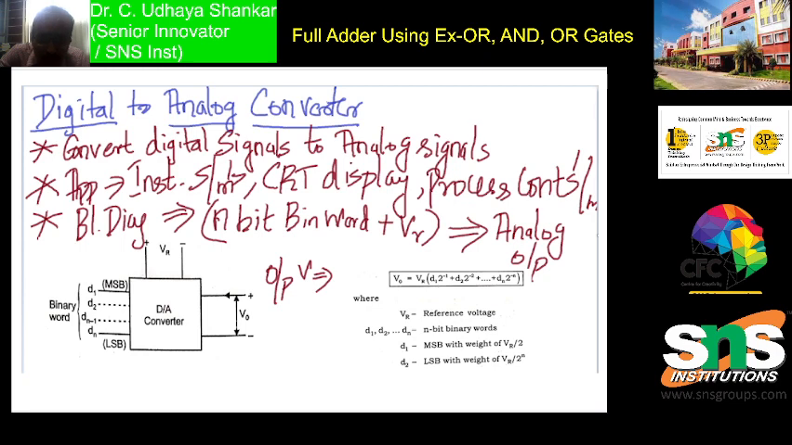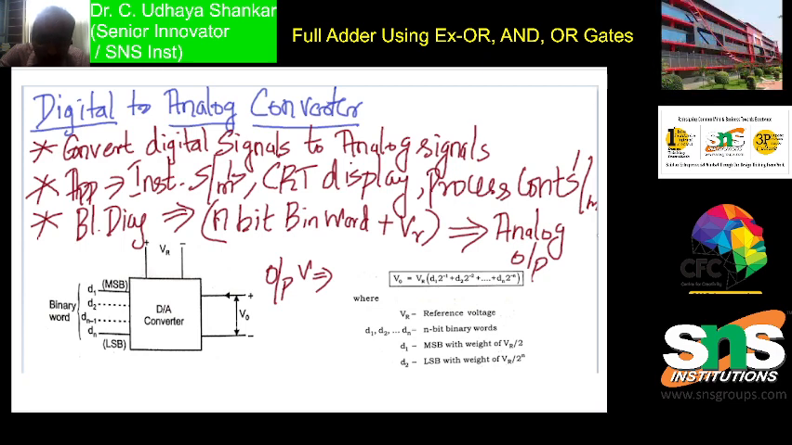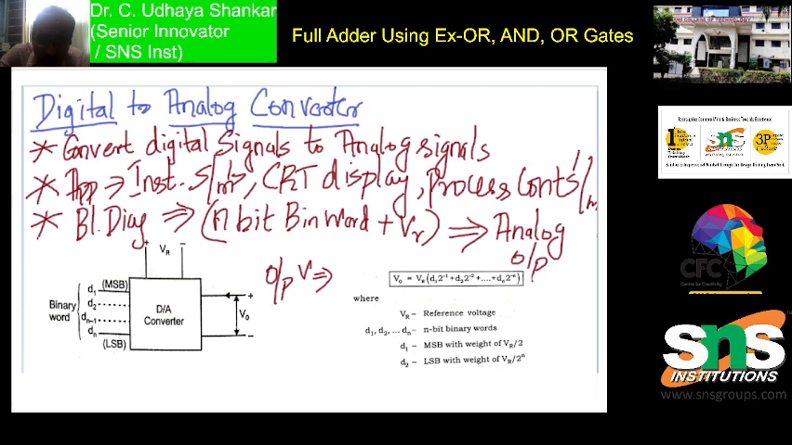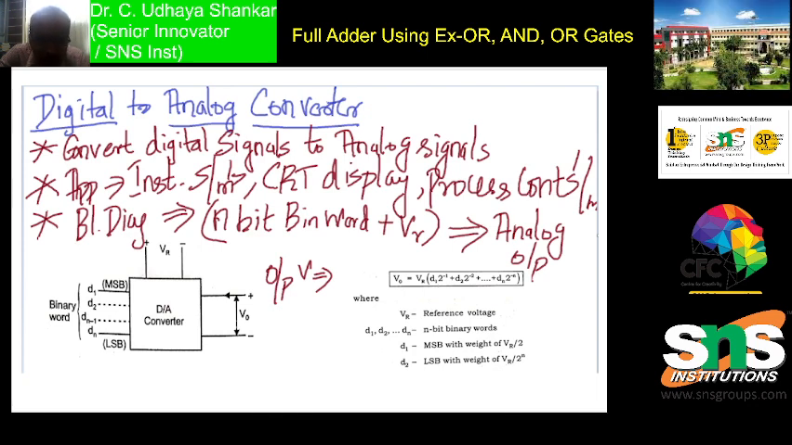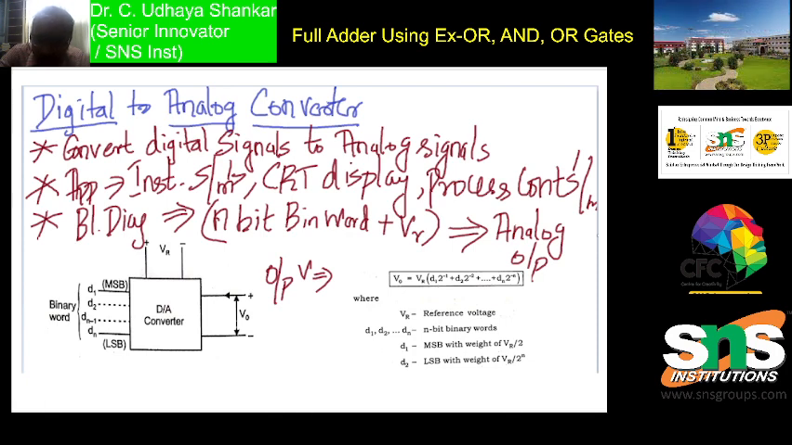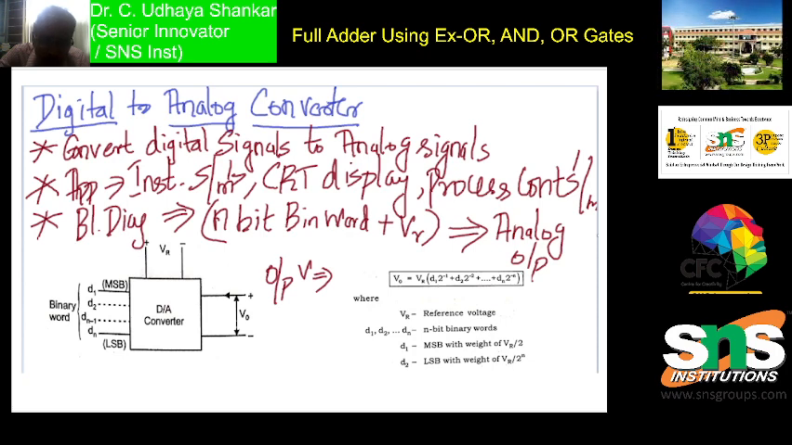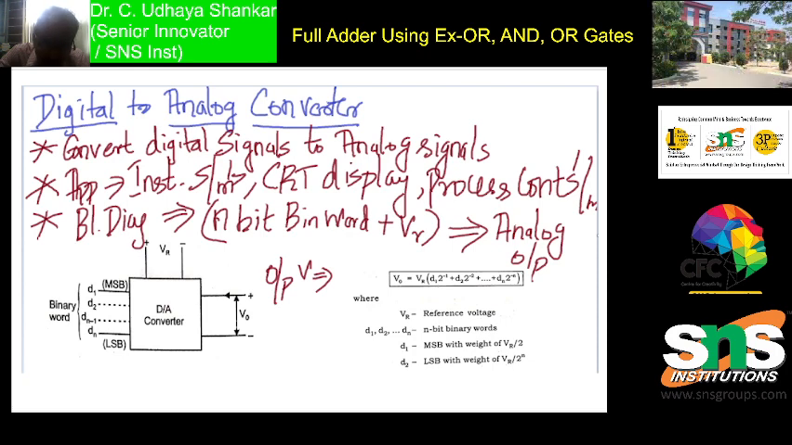There are various applications where we need to convert digital signals to analog signals. Some of the applications are instrumentation systems, CRT display, as well as process control systems. These are all the applications of the digital to analog converter, that is DAC.